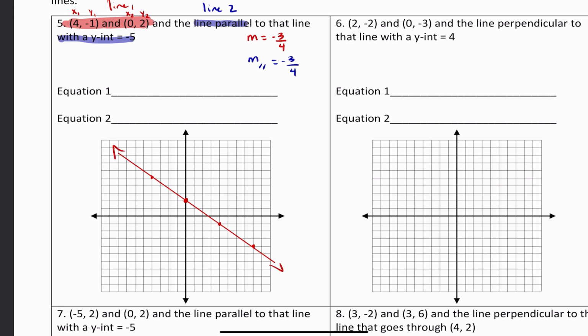How do I write this as an equation? Well, we know that's in the form y equals mx plus b, right? So y equals, my m is negative 3 over 4. Slap on the x, and what is my y-intercept? 2.